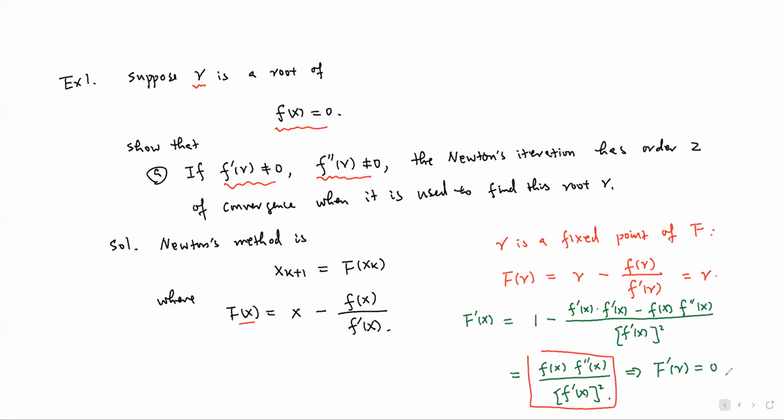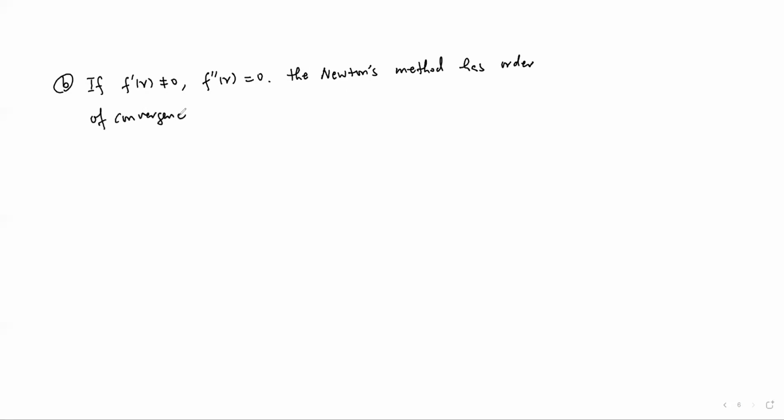Yeah. That is part A. Now, part B. If the first derivative is non-zero and the second derivative at R is 0, then Newton's method has order of convergence greater than 2, when it is used to find this root.